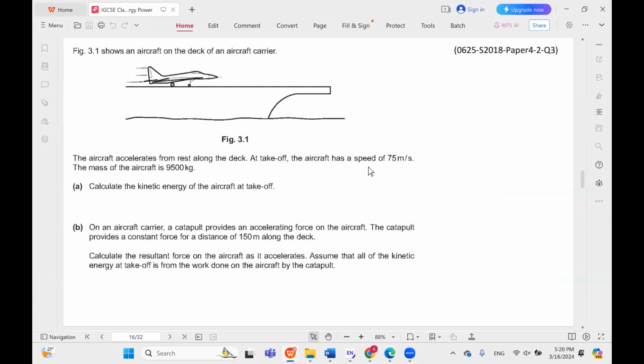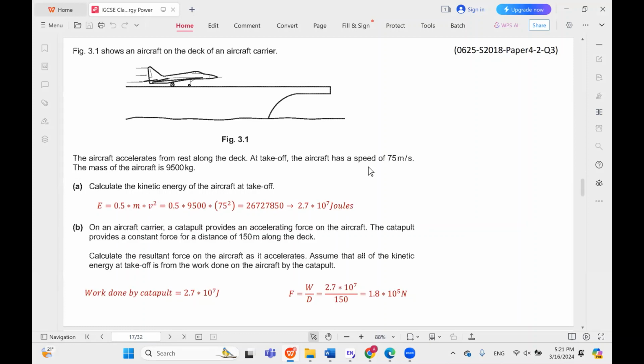The figure shows an aircraft on the deck of an aircraft carrier. The aircraft accelerates from rest along the deck. At takeoff, the aircraft has a speed of 75. The mass of the aircraft is 9,500. Calculate the kinetic energy at takeoff.